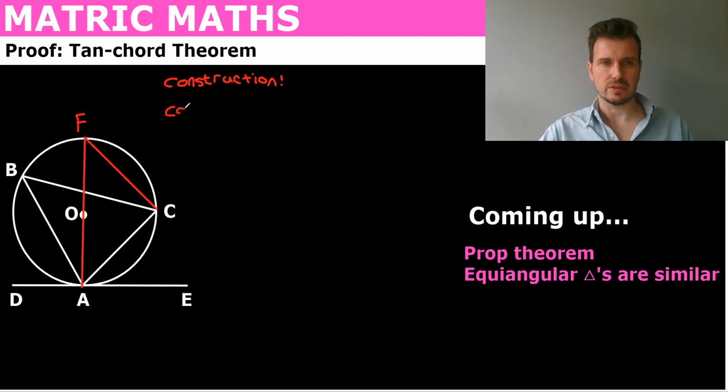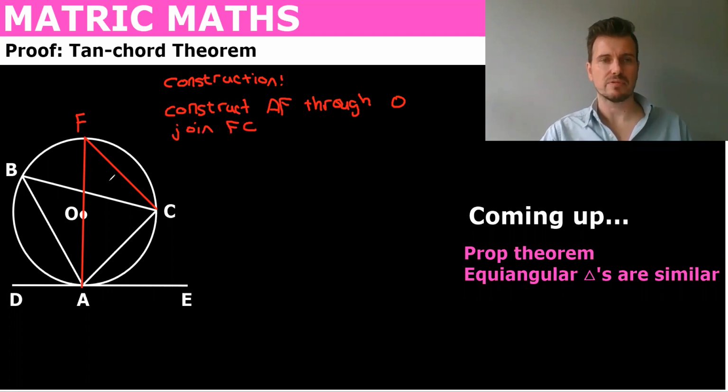And so I'm going to construct AF through O. And then they'll see this on your diagram. And I'm also going to just say join FC. I've seen some proofs they don't actually join the FC, but I'm going to do it here because it makes it easier for us to see what's going on.